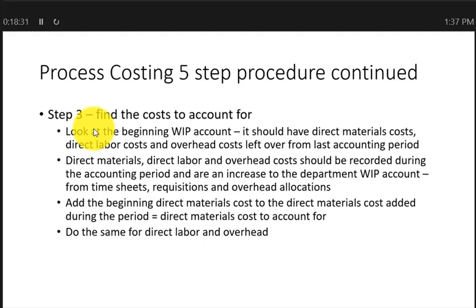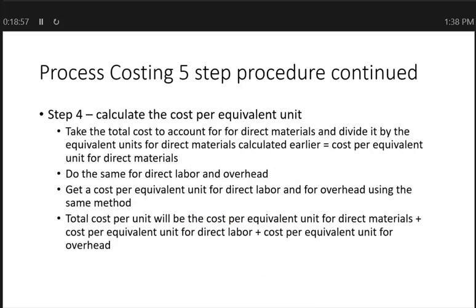We need to know where all that cost went. Do the same thing for direct labor and overhead. So just make sure you know what your beginning direct materials, direct labor, and overhead were, and what your added direct materials, direct labor, and overhead were. You've got a total cost for each type of cost: direct materials, direct labor, and overhead.